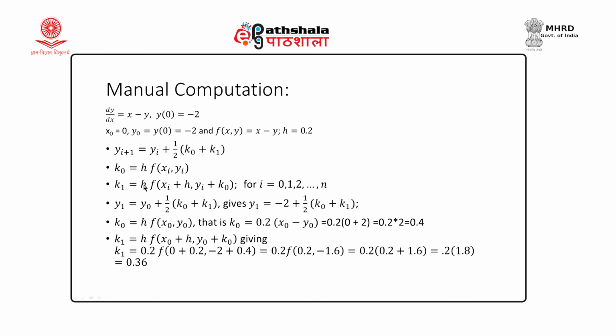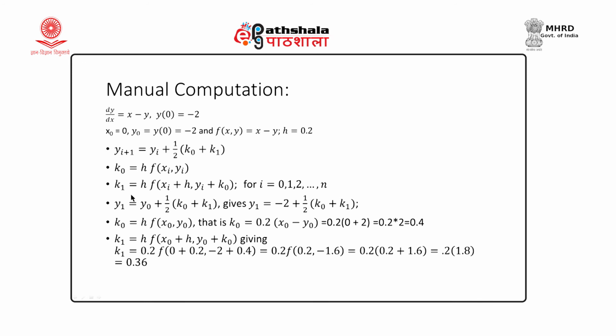And k1 is h f at the argument x_i plus h, that is x_{i+1}, and y_i plus the k0 you got. So, this is the Runge-Kutta method of order 2, and we will use it to solve the same example, dy by dx equal to x minus y, y0 equal to minus 2.